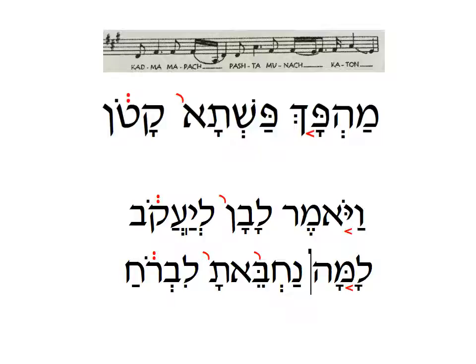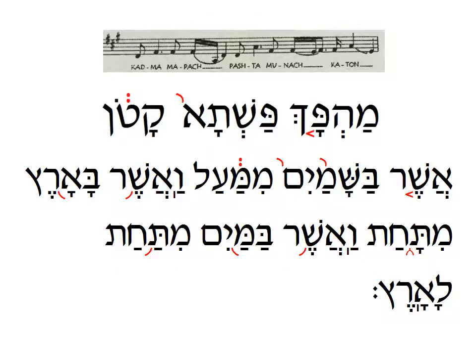Mapach, Pashta, Katon. Now we're putting all three together. Vayomer Lavan, LaYaakov. Lama nachbeta livroach. Now we have a full sentence.